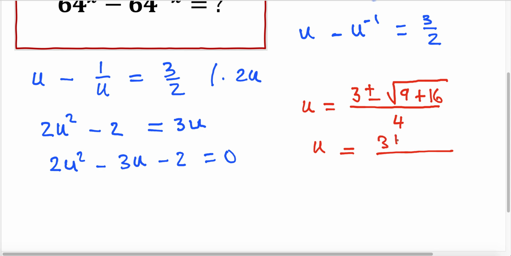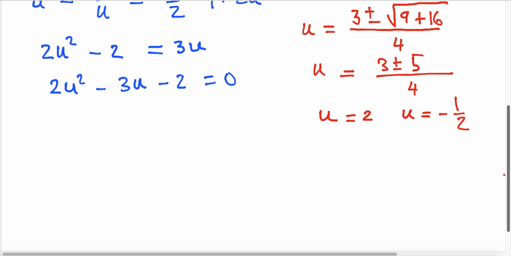And u is going to be equal to 3 plus minus the square root of 9 plus 16, which is 25. The square root of 25 is 5, divided by 4. So one solution is 3 plus 5 divided by 4, which is 2. And the other solution is u equals 3 minus 5, which is minus 2, divided by 4, which is minus 1.5. So those are two solutions.